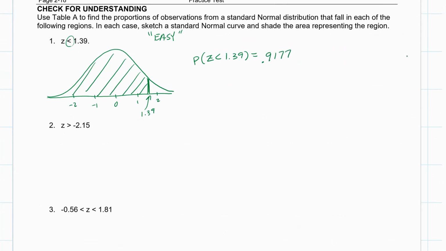0.9177. And then we ask, does that look like it's about 91%, 92% of the area? Does to me. So I'm feeling pretty good about that.